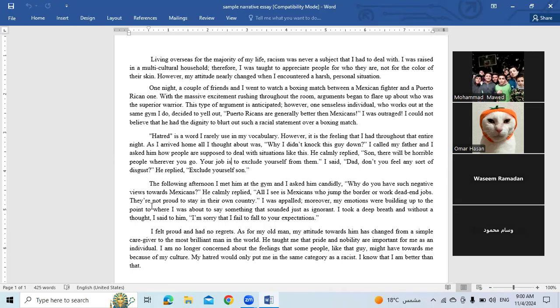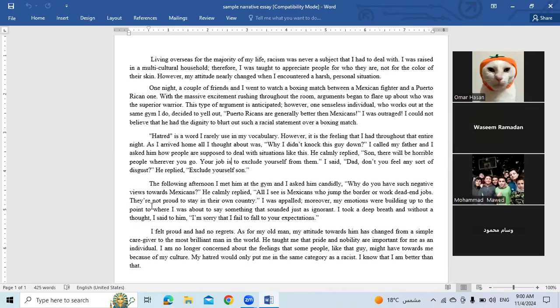Mexican. Excellent, Wissam. He is Mexican because he felt what? He felt angry. Okay, because that person said that Puerto Ricans are better than Mexicans. You see, Wissam, this is what we said before, that you can write a very understandable idea, but you can use high literature, advanced vocab. You see? So the idea is clear, but you use advanced vocab every now and then.